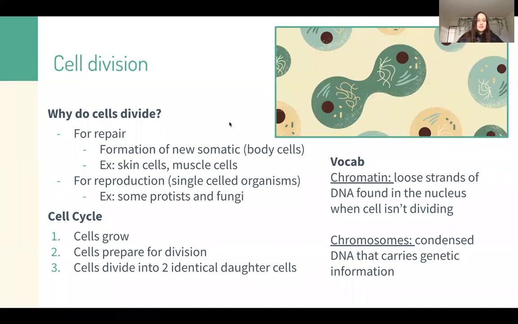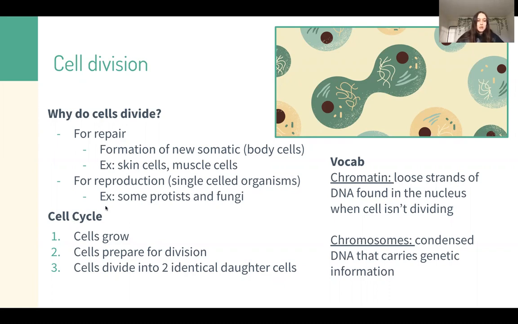So why do cells even divide? Well, there's two reasons: for repair or for reproduction. For repair, cells divide to form new somatic, also known as body cells. Some examples of this are skin cells or muscle cells. And then for reproduction, the single-celled organisms are the ones that do this. So some protists and some fungi.